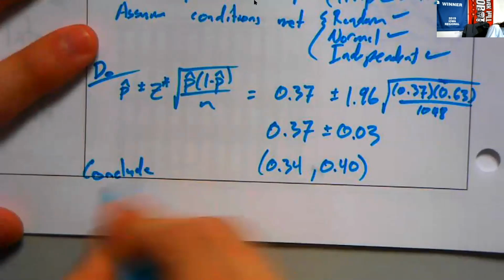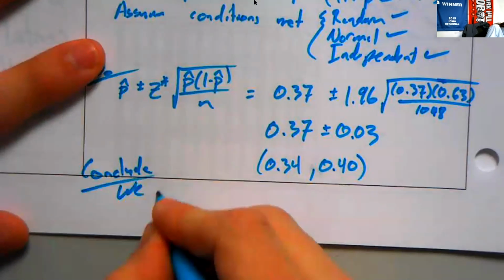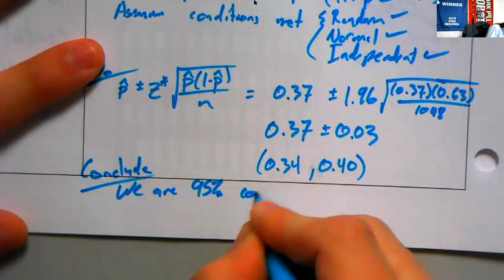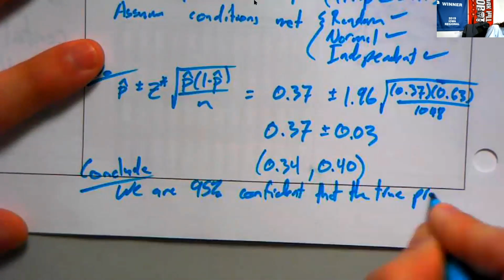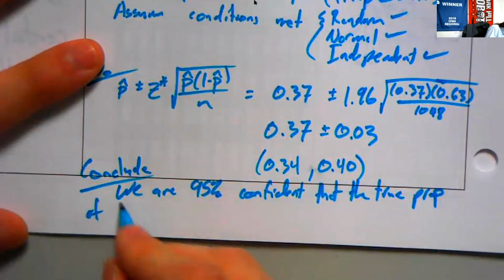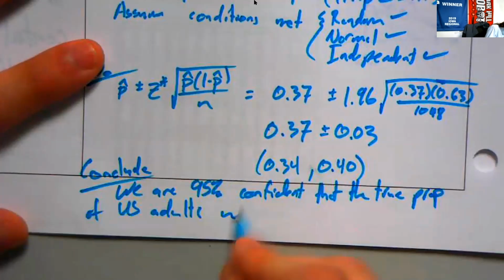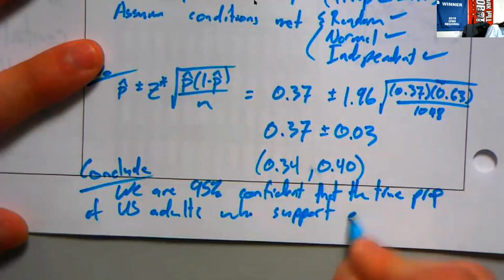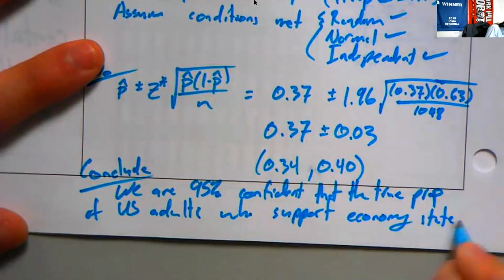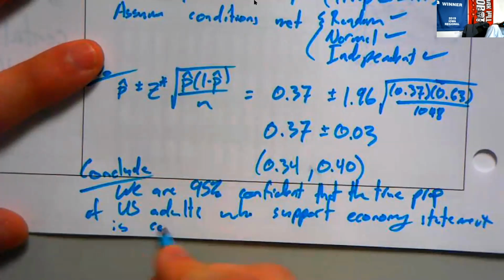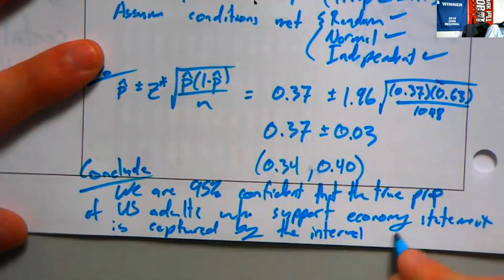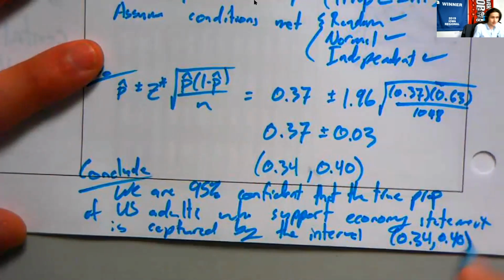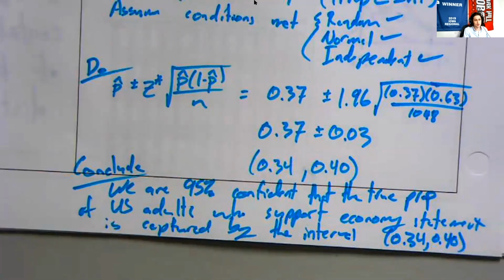we regurgitate our template. We are 95% confident that the true proportion of U.S. adults who support the economy statement is captured by the interval 0.34 to 0.40. We are 95% confident that the true proportion of U.S. adults who support the economy statement is captured by the interval 0.34 to 0.40.